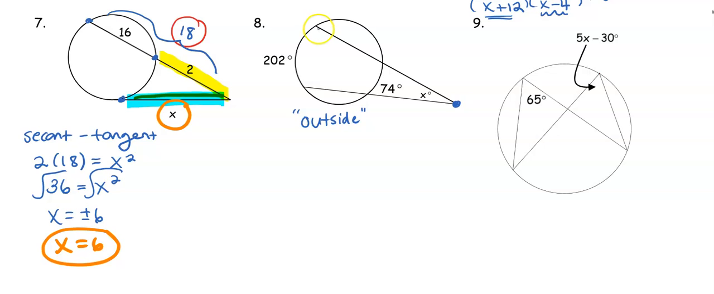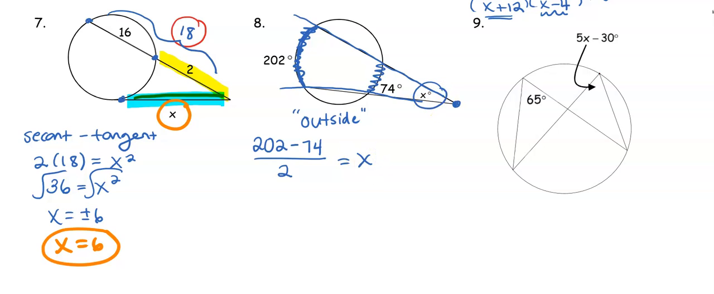When that happens, those lines are creating intercepted arcs right here and right here. And that's your big arc minus the small arc cut in half is equal to the angle measure. So 202 minus 74, that gives me 128. I cut 128 in half, and I find that x is going to be equal to 64. So very different than how we did number 6.